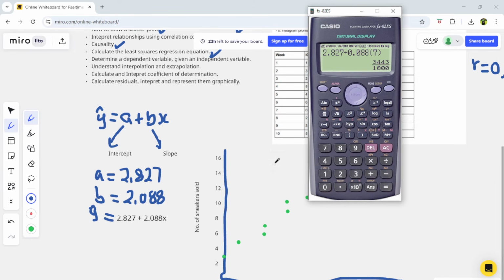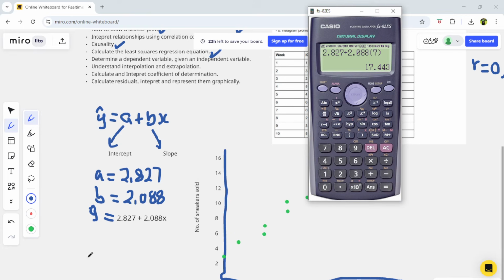So now the answer that we get there is 3.443. So since this is the number of sneakers, just like the number of people and stuff, you can't sell half a sneaker. So basically, for 7 posts, we expect, no, this is not 0 point. I'm sorry for that. It's 2.008, and is, oh, it's actually 17.4.